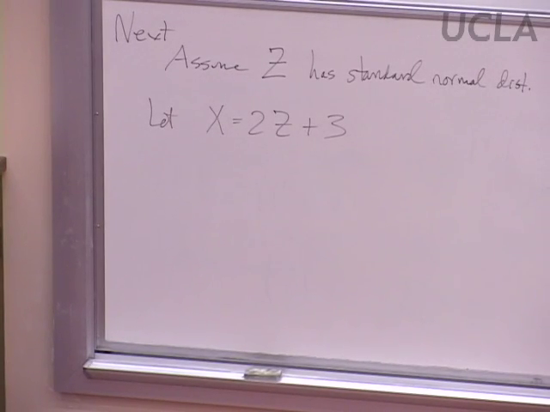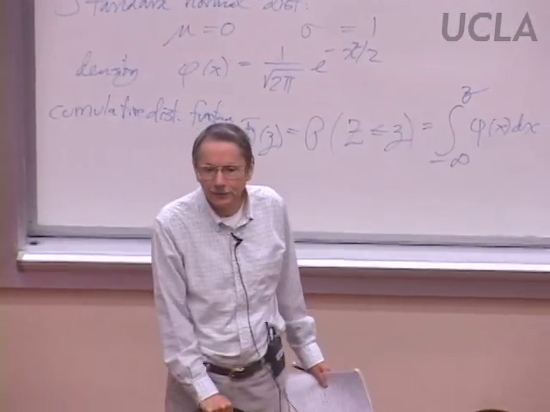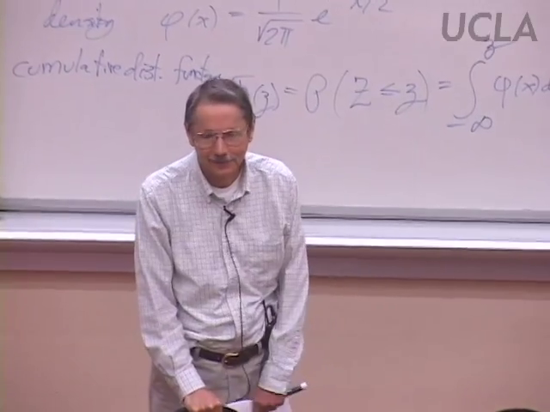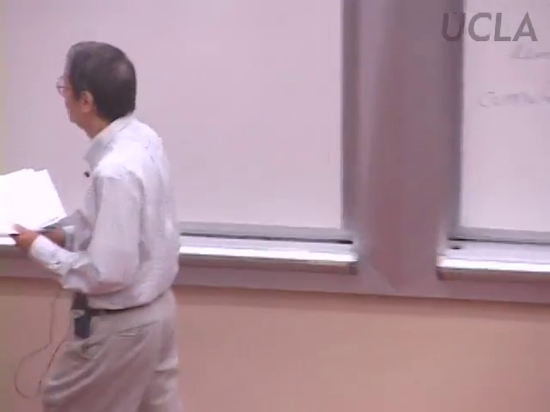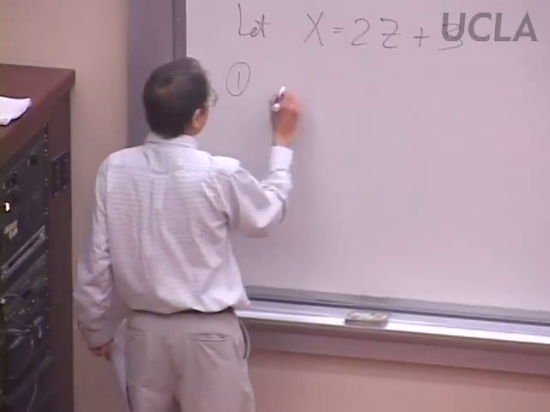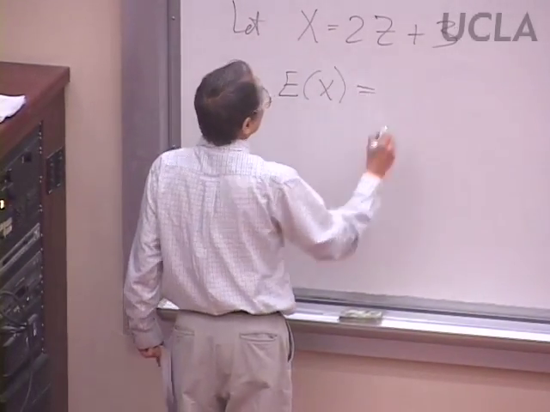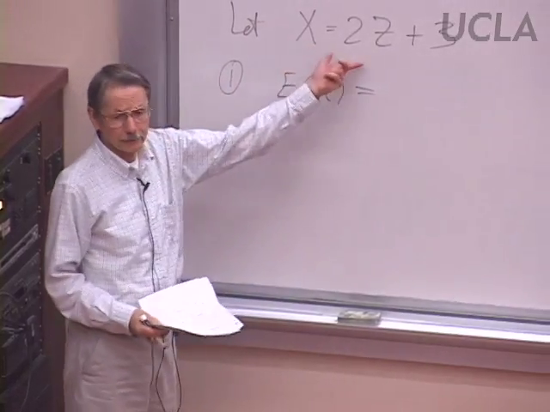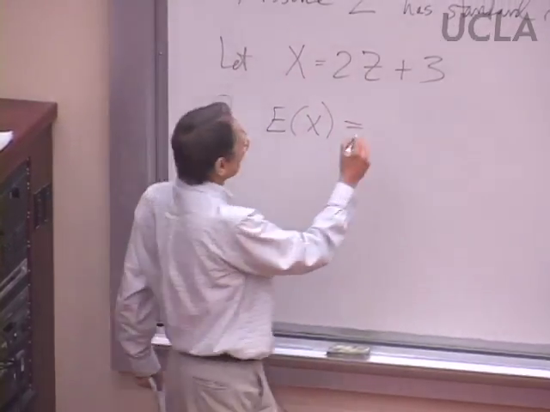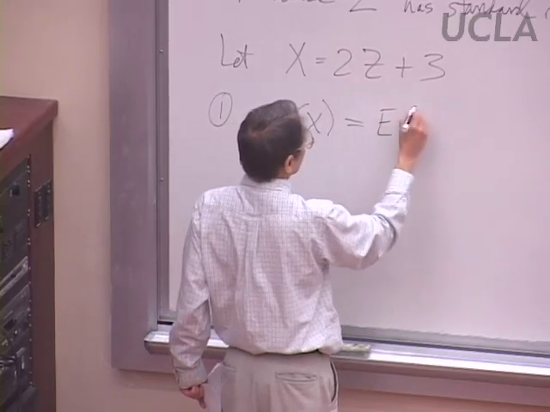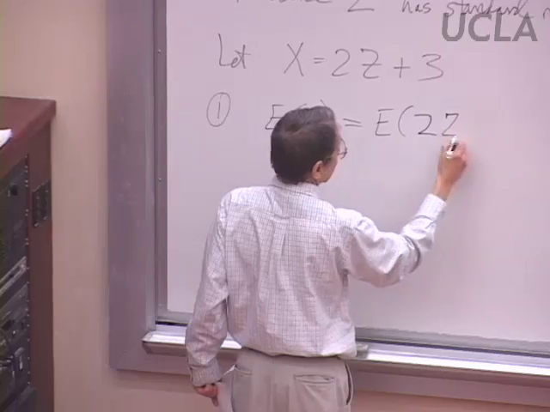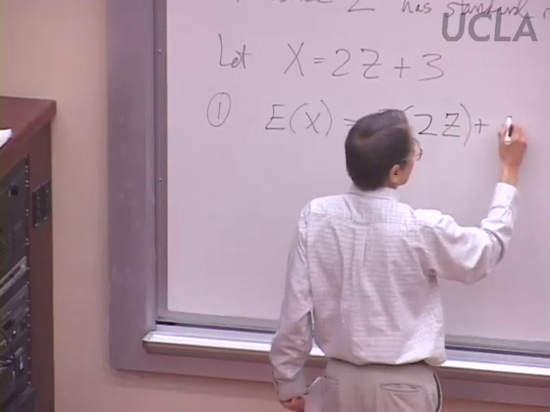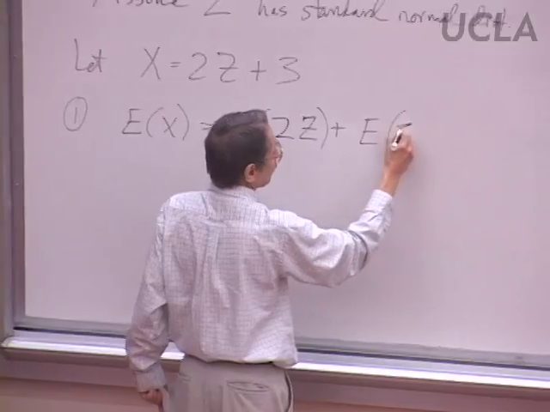Here's 3 things we can say about X. We know what the expected value is, right? We all know what the expected value of X is, right? Okay, 3 things. 1, the expected value of X. Well, by property of the expected value, the expected value of the sum is the sum of the expected values. So the expected value of 2Z plus the expected value of this constant random variable.